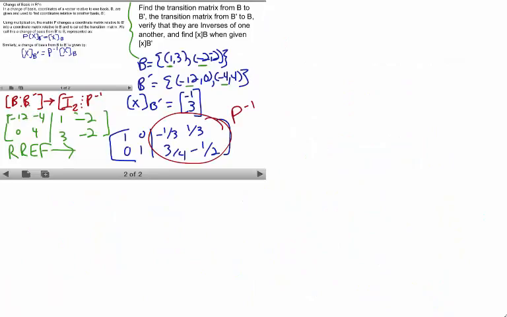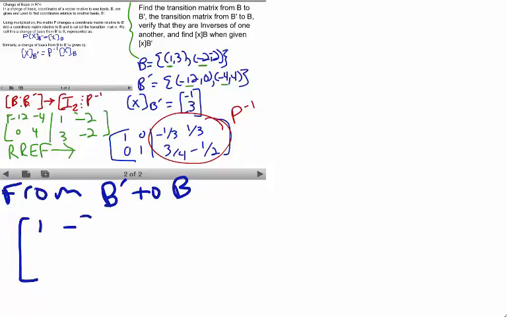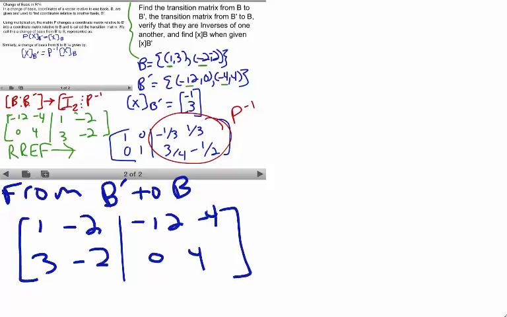If we want to find the transition matrix from B prime to B, then when we set up our matrix, we put values for B first. So we have 1, negative 2, 3, negative 2, and then our B prime, negative 12, negative 4, 0, and 4. Again, we put this into reduced row echelon form. I'll use my graphing calculator for this.